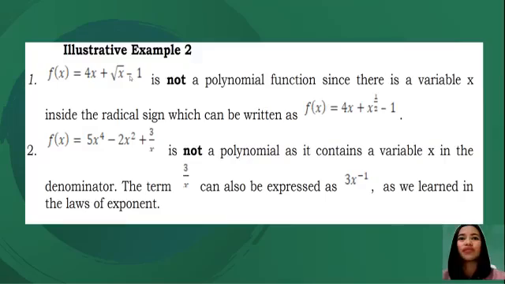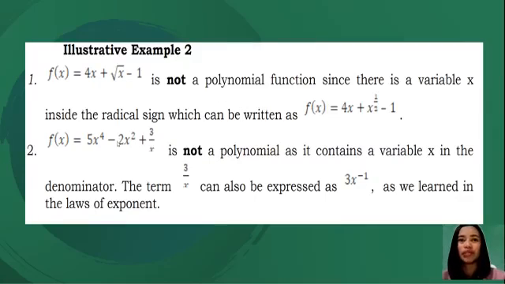F of x is equal to 4x plus square root of x minus 1. So this is not a polynomial function since there is a variable x inside the radical sign, which can be written as f of x equals 4x plus x raised to 1 half minus 1. Therefore, the exponent of the variable x in the second term is 1 half, and 1 half is not a whole number. That's why this is not a polynomial function.